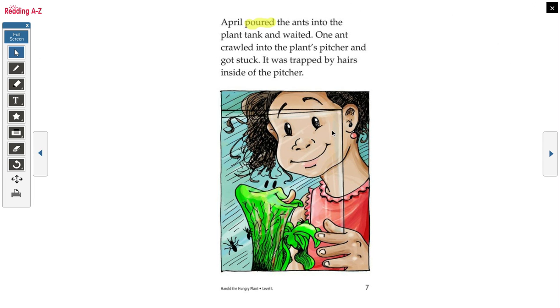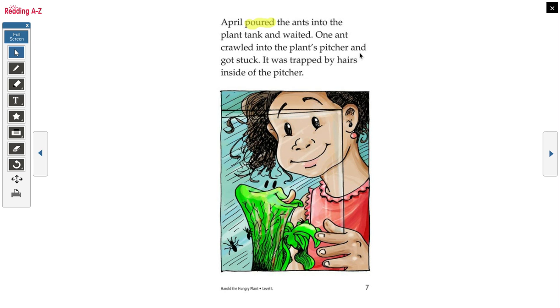So I'm thinking about, how did she get the ants in there? Well, she could have something that starts with a P. She could have placed them in there, but that doesn't look right. She could have put them in there, but that doesn't look right. She could have poured them in there. And this word does look like poured. It has all the letters and all the sounds, and it's an action word.